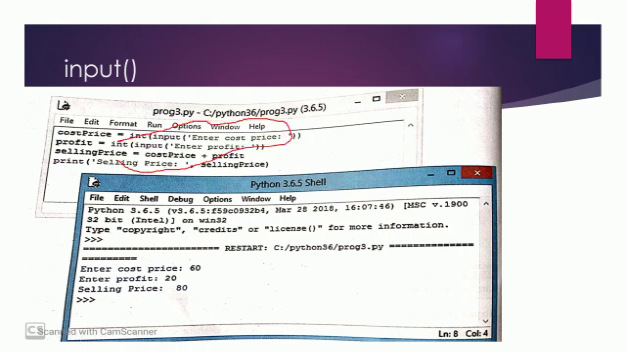See the example here. int(input("Enter cost price")) means the cost price is equal to int of input of "Enter cost price". So when this statement is running, what will happen? The output will be "Enter cost price". The input function always takes a string as argument.